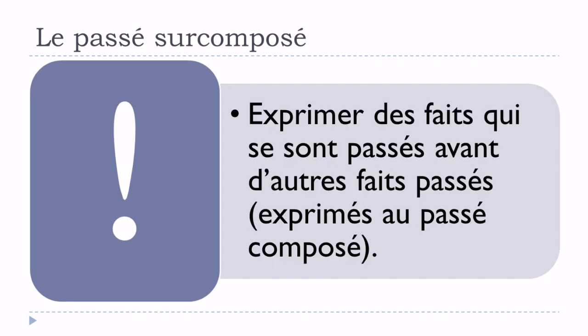So keep in mind that we will use le passé surcomposé pour exprimer des faits qui se sont passés avant d'autres faits passés exprimés au passé composé. So it may look a bit difficult that way, but let's say that you want to express something in the past, and normally you will use this passé composé form that we've been seeing previously. But if you want to express some facts that happened before these past events, in that case, you will use, or you should use, le passé surcomposé.